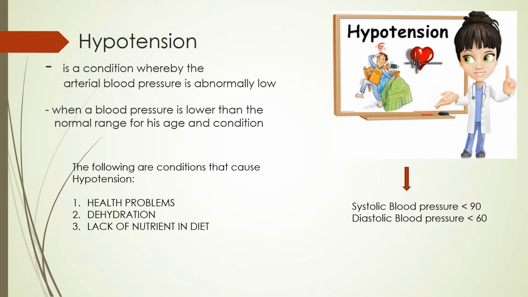Lack of nutrients in the diet. Nutrients like folate and vitamin B12 can keep your body from producing red blood cells, causing low blood pressure. And last, we have pregnancy. During pregnancy, the circulatory system expands rapidly, which is why it can make blood pressure drop.